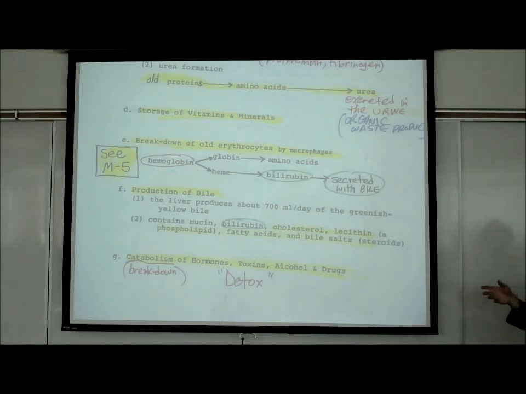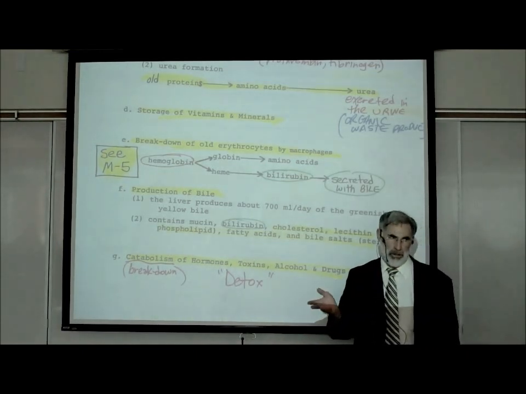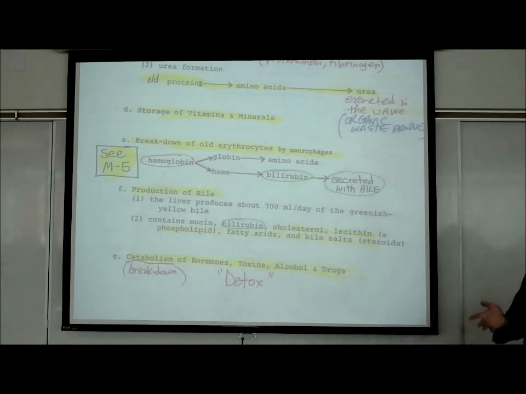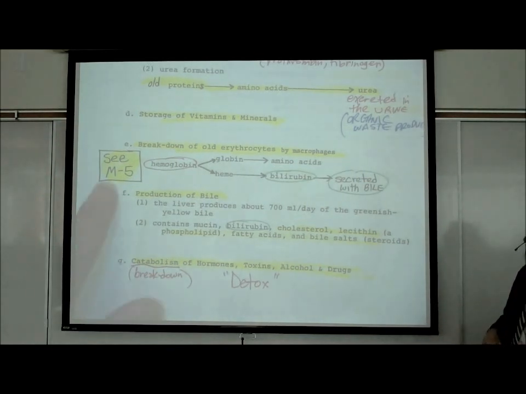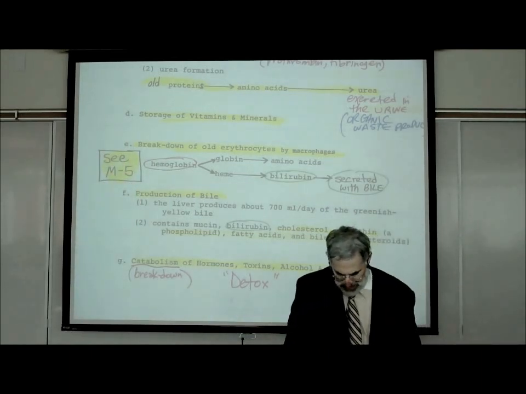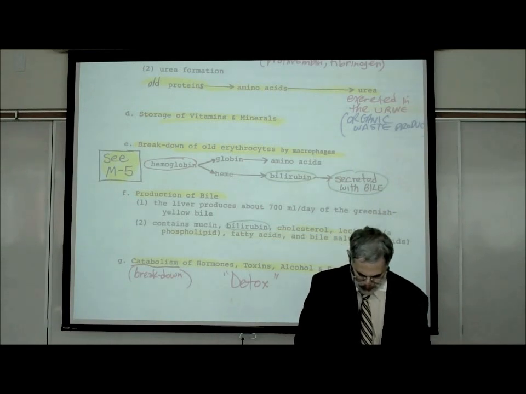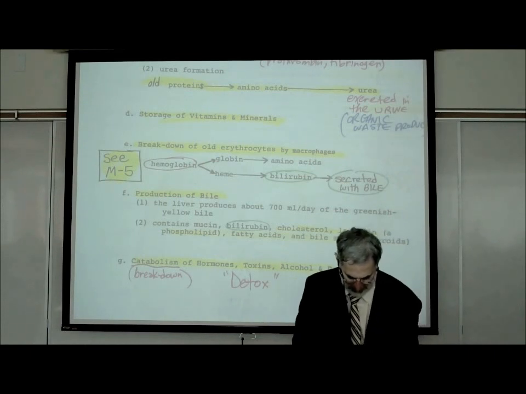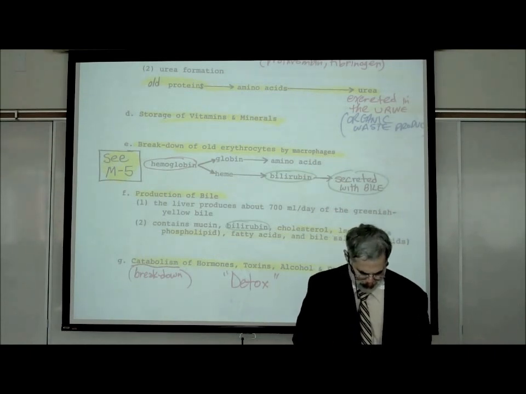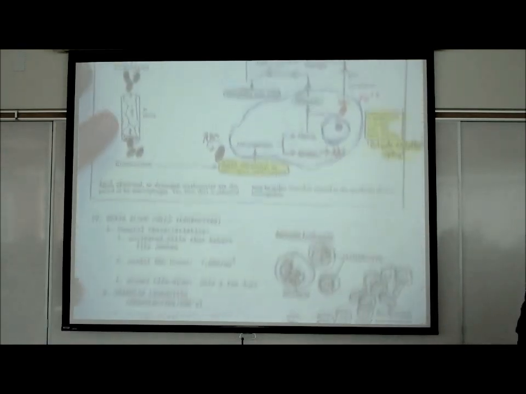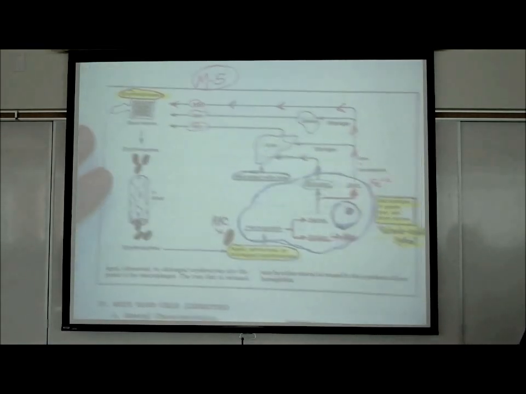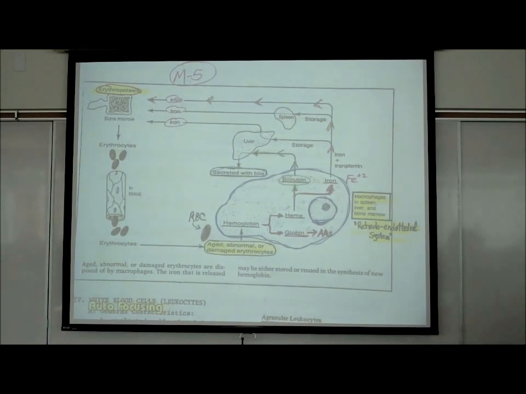So bilirubin is actually formed from the breakdown of hemoglobin. And this bilirubin, this greenish yellow chemical, is then secreted with the bile. It's what gives bile its greenish yellow color. Now, to help you understand this better, let's look at a diagram on page, and I've written it right here, M5. So if we turn to page M5, on the top of M5 is a diagram where we can summarize what we've just said.